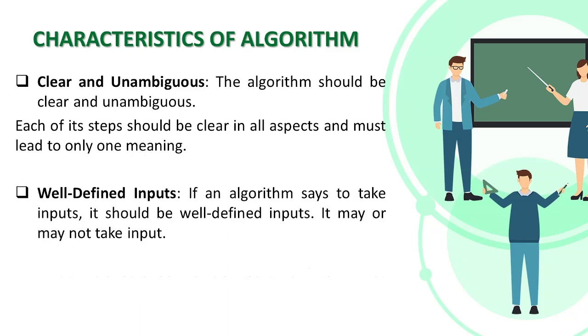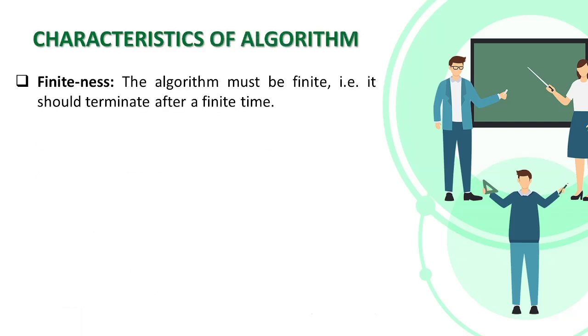The second characteristic is well-defined input. In an algorithm, if an algorithm says to take input, it should be well-defined input. It may or may not take input. So we are saying that the algorithm should have a well-defined input, which means that you should understand the kind of input the algorithm is about to take.